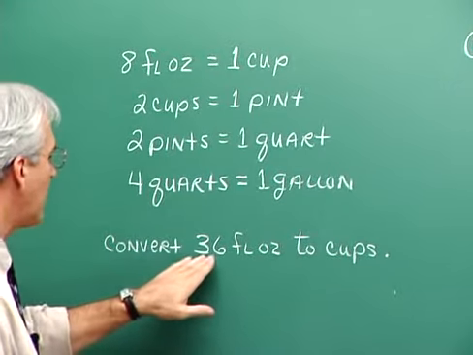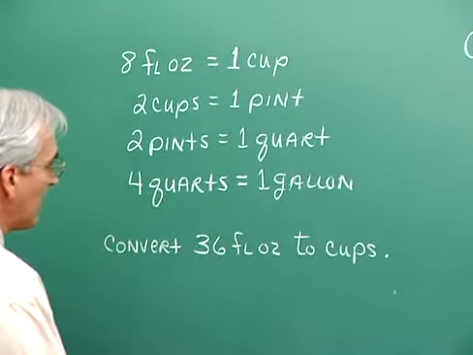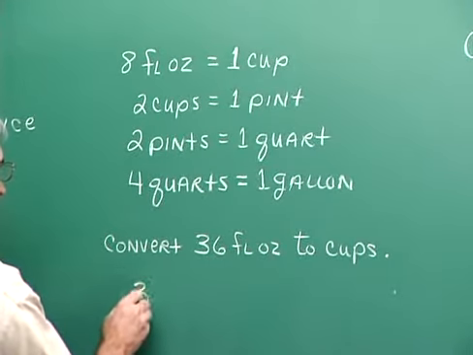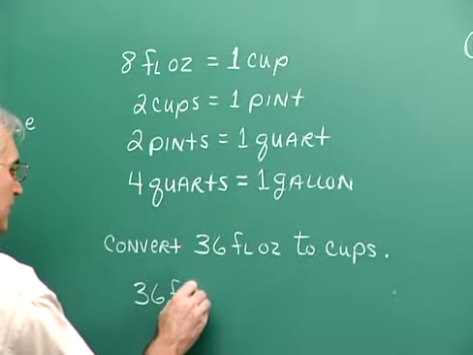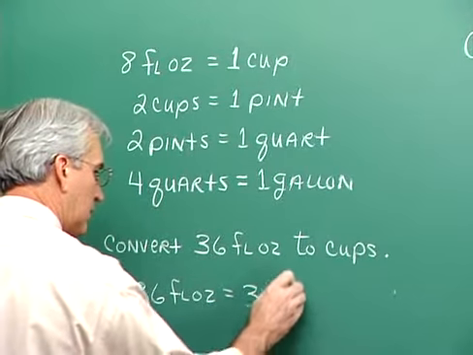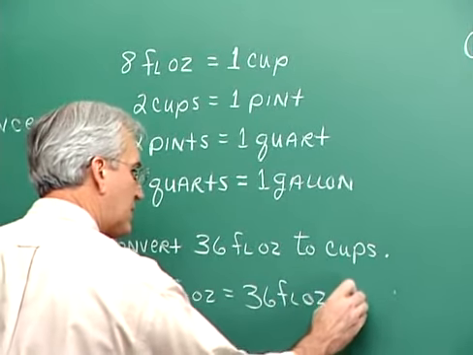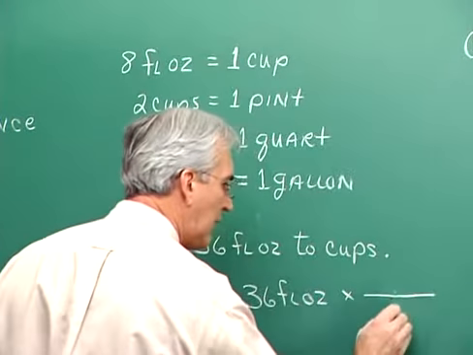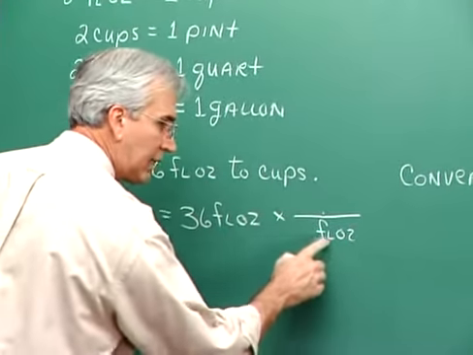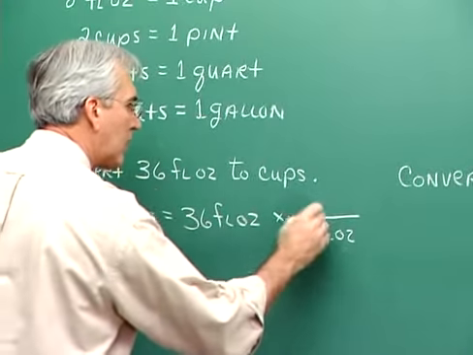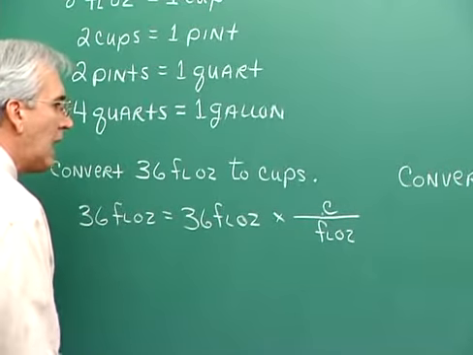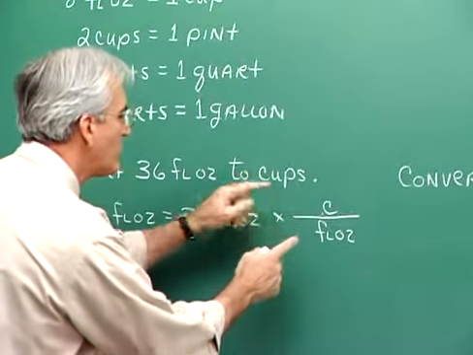When we're converting, for example, 36 fluid ounces into cups, we might think this way. Using this rate idea, we think of 36 fluid ounces as 36 fluid ounces times a fraction, and in the denominator we have fluid ounces because we want this cancellation opportunity. And in the numerator we're going to write cups. Now C is the symbol for cups. And so now we need this relationship between cups and fluid ounces.